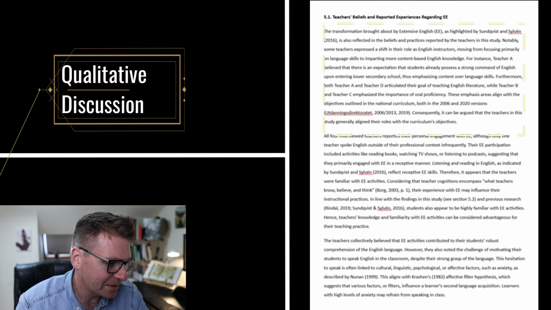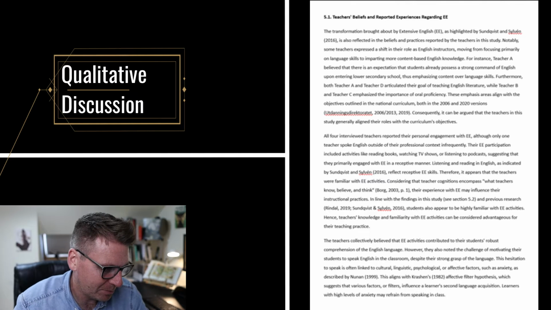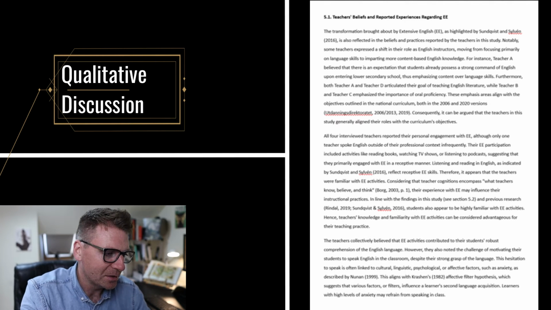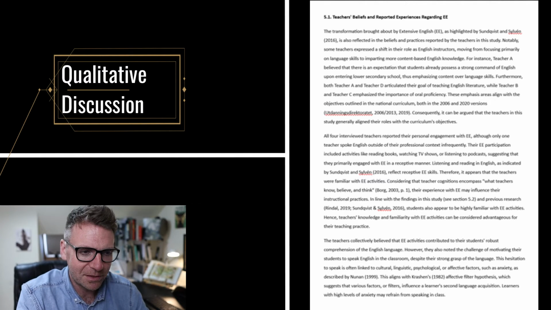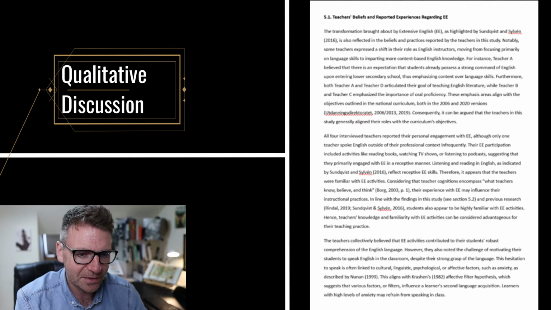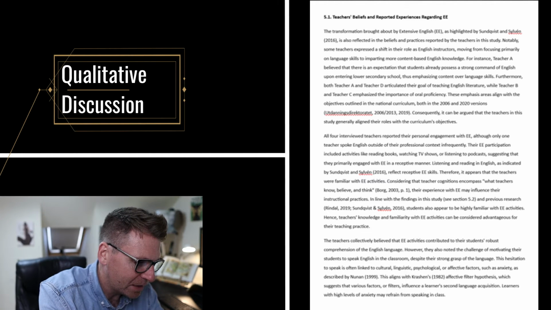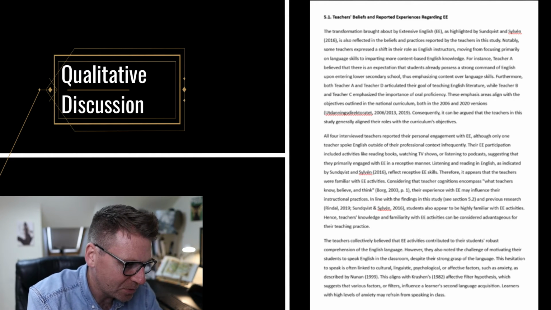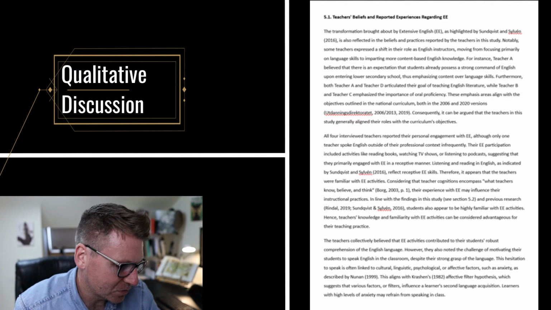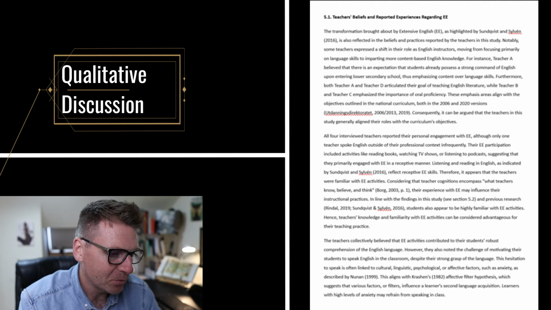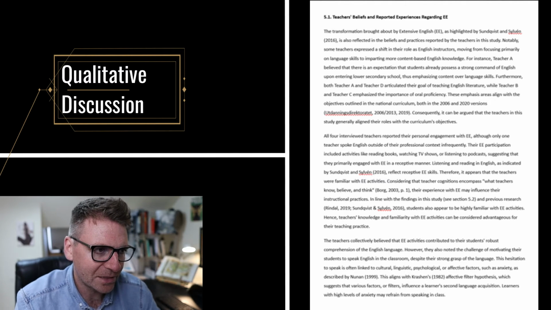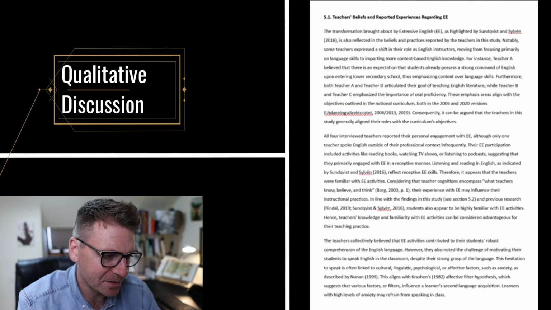Furthermore, both teacher A and teacher D articulated blah blah blah blah blah. So you have the first paragraph rule, which is here's my findings, here's a summary of my findings. And now we're going to introduce paragraph 2 into the equation, and here it is here. These areas align with objectives outlined in the national curriculum, both in the 2006 and 2020 versions. So we're relating it not back to literature per se, but policy.